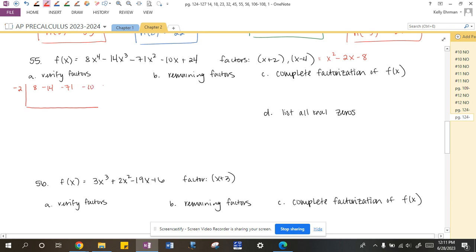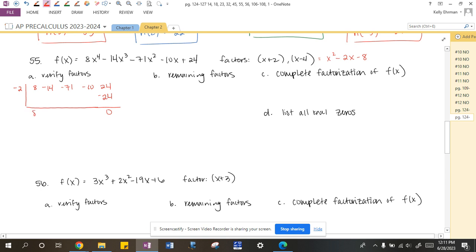And always kind of be mentally checking, like, am I missing anything as I write these down? Missing any terms, and we're not. It should be that we end up like this, right, if the math has gone correctly. Because we're being told these are factors, we should get a 0 remainder. It means we should get -24 there.